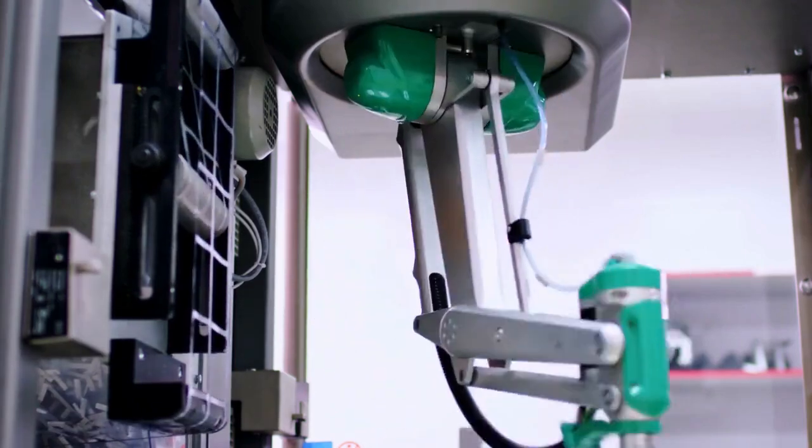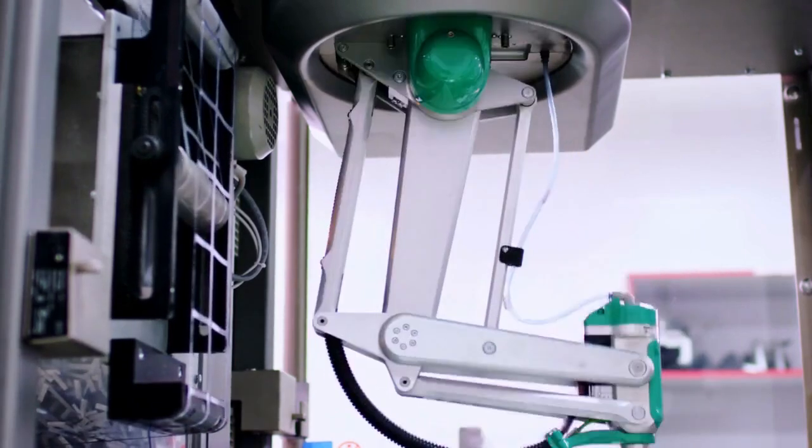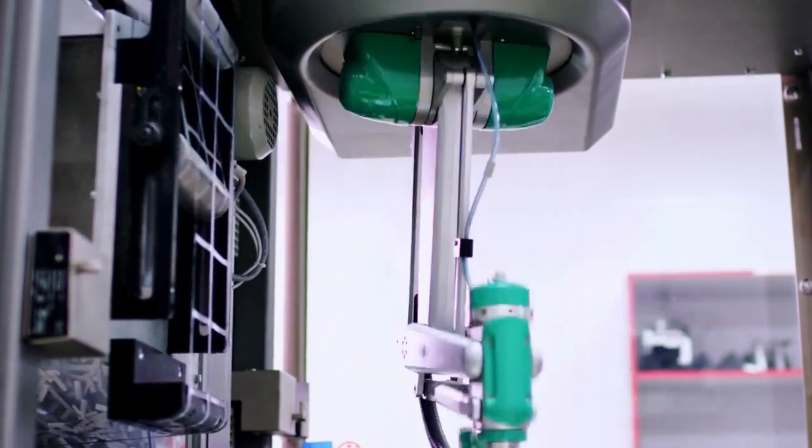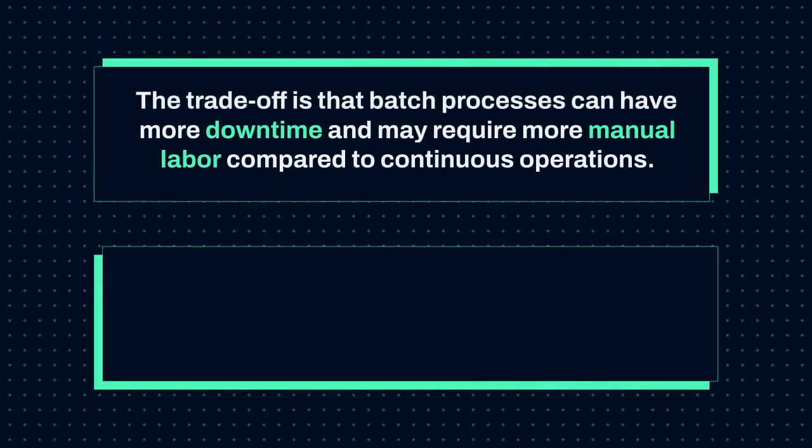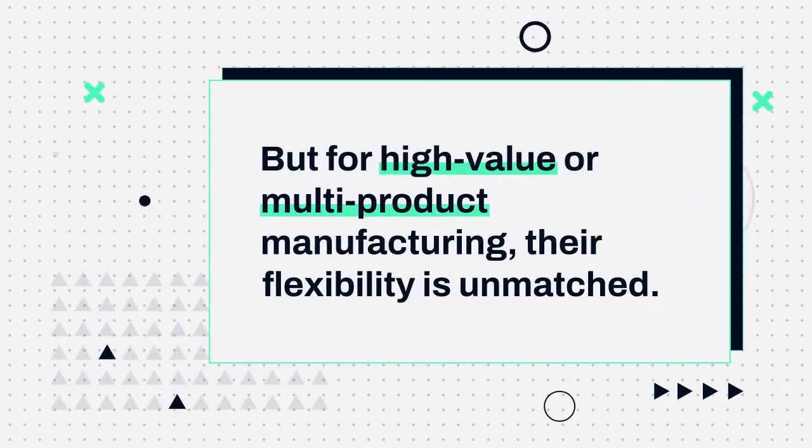This is much harder to do in a continuous process, which is more like an assembly line that runs 24/7 making only one thing. The trade-off is that batch processes can have more downtime and may require more manual labor compared to continuous operations, but for high-value or multi-product manufacturing, their flexibility is unmatched.